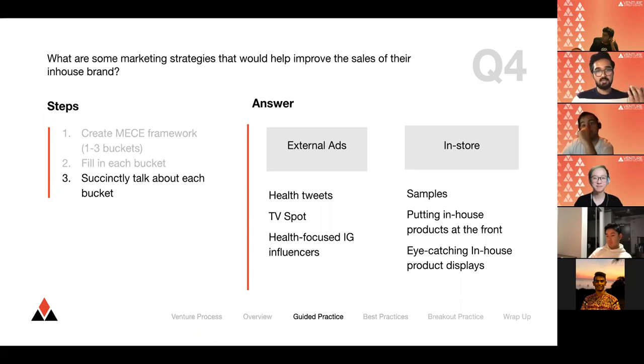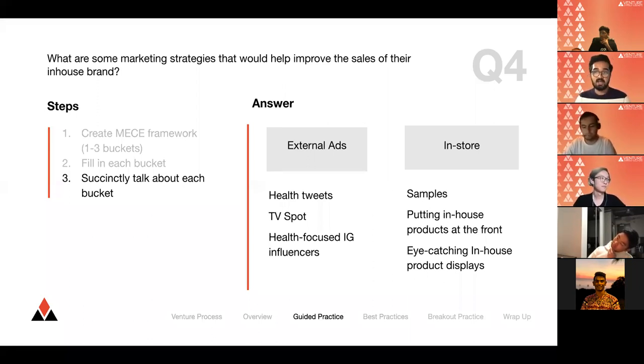So there are two key families of solutions and strategies that the client can use to improve their sales of the in-house brand. There are external ads and there are in-store promotions. Three examples of external ads would be using social media like Twitter to produce health tweets, to place TV spots advertising this in-house brand, and to use Instagram influencers to champion the brand forward.